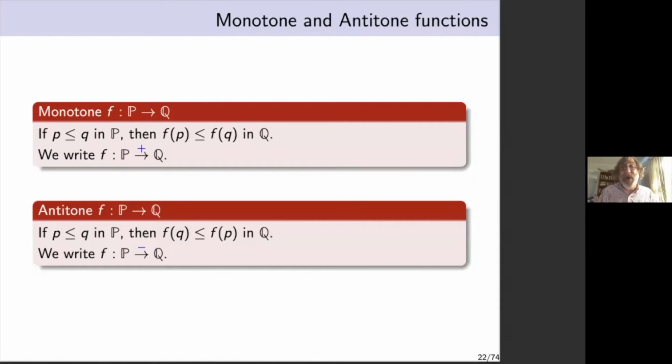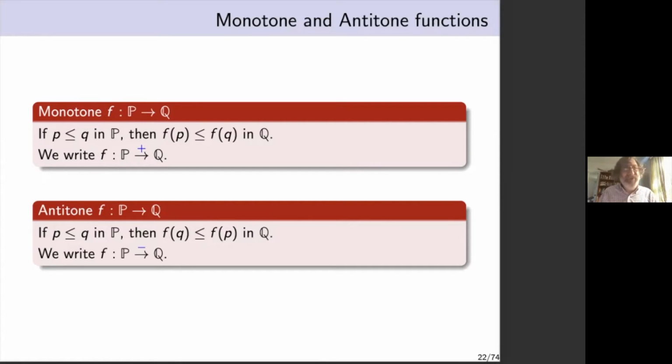So now I want to talk about monotonicity. A monotone function between preorders is one where bigger inputs give you bigger outputs. Or more literally, if one input is less than or equal to a second one, then the outputs respect that. The reason for doing all this in preorders is that it's the mathematical setting to talk about monotonicity. I'll write this as f goes from P to Q with a plus over it, which means it's a monotone function. Antitone means we flip things. So if p is less than q, then f of q is less than or equal to f of p. That's an antitone function, and I'm going to write that as f goes from P to Q with a minus on the top of it, like that.